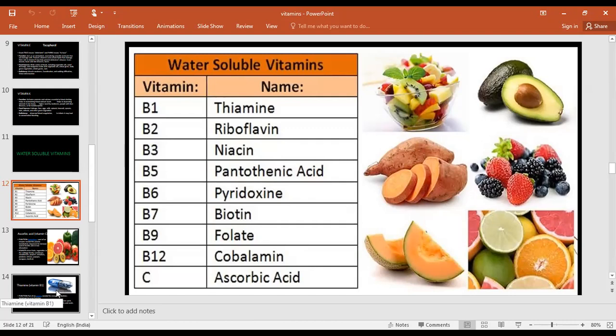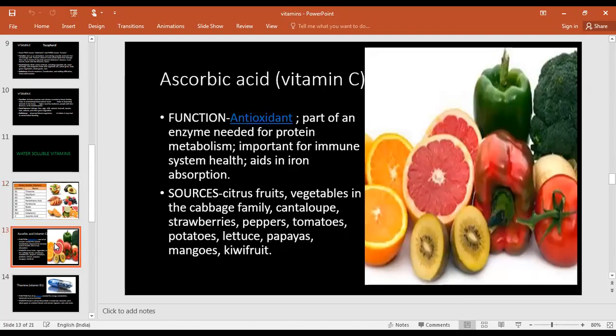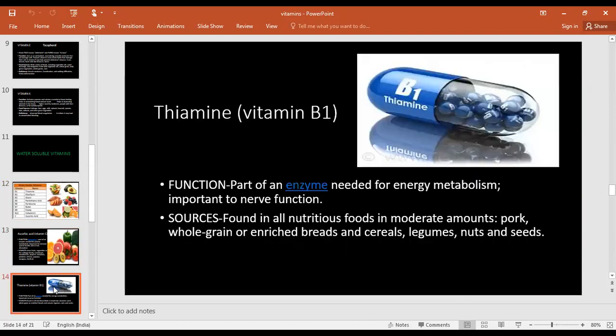So firstly, we are going to start with thiamine, that is vitamin. Tell me, thiamine is vitamin B1. Very nice. Thiamine is also known as vitamin B1. Okay, and it's found in all the nutritious food.